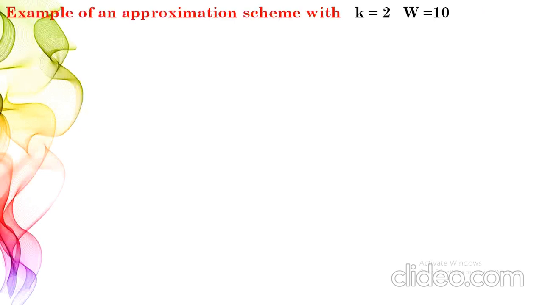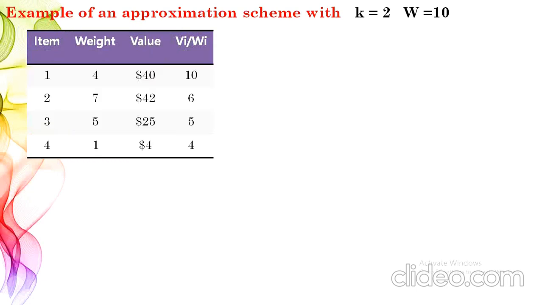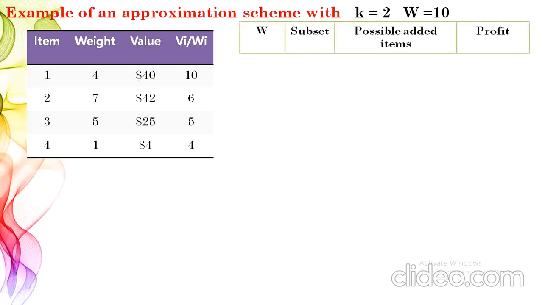I will explain the approximation scheme with k equal to 2 and W equal to 10. Here the input is already pre-processed. We have a weight value ratio, and based on the ratio the items are already sorted. So from that we do the first step. Here k is equal to 2, so we can generate subsets from the null set up to a maximum of two-element combinations. The first step is to generate the null set.